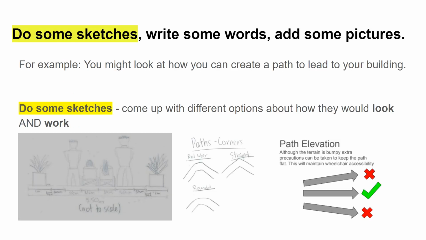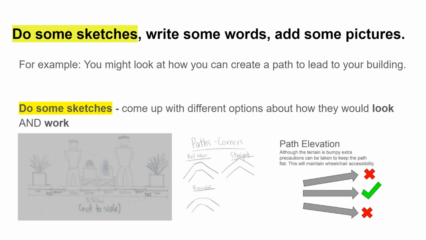So for your extending ideas pages, you're going to do some sketches, write some words, and add some pictures. For the sketches part, you might look at how you can create a path to lead to your building. You're going to come up with different options about how they would look and work. So you can see this person is looking both at how it works and how it looks. On the left, you can see they want enough room for two people in wheelchairs, and still space to spare. That's the sort of function aspect.